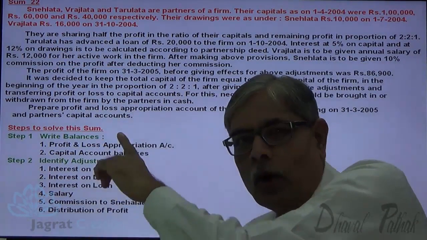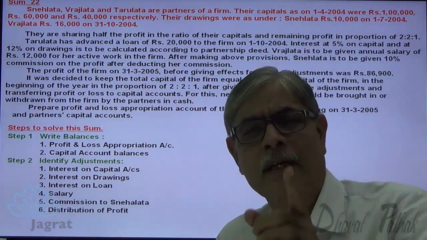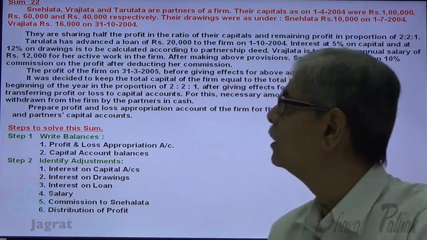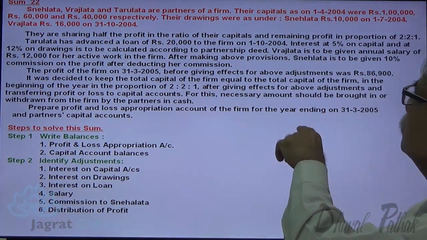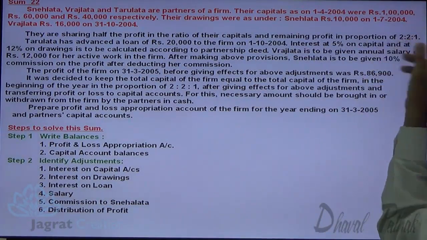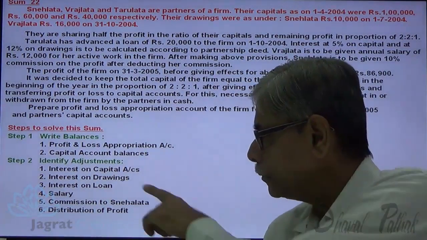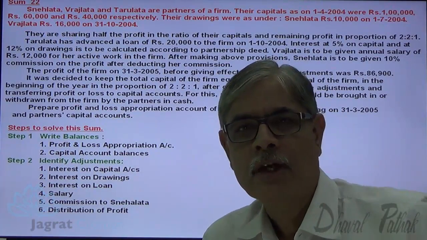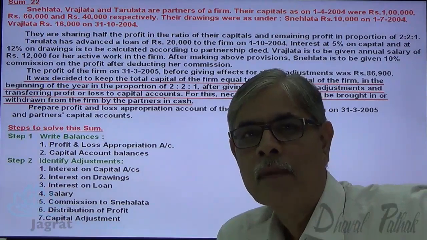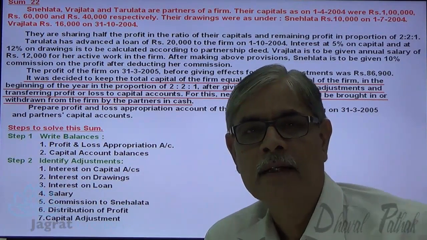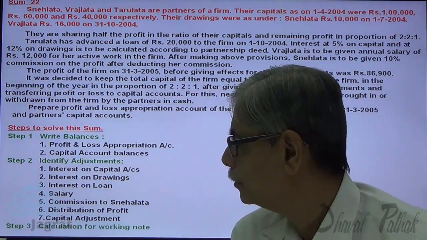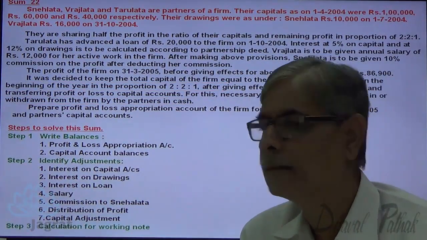After giving the effect of all this adjustment, we have to distribute the profit, and that too how? Half the profit in capital proportion and half the profit in the ratio of 2:2:1. That is distribution of profit. We shall prepare necessary working notes while solving the sum. And the last adjustment is a capital adjustment. That is also an important adjustment. Now let us start with the sum.